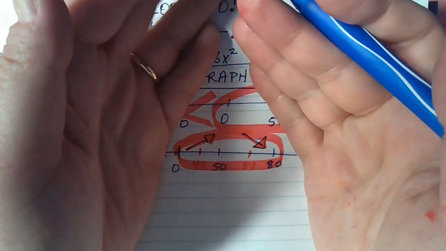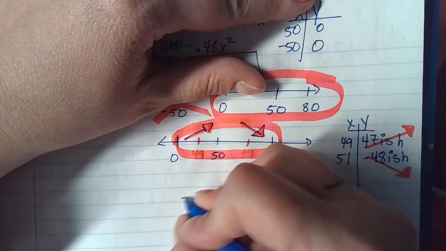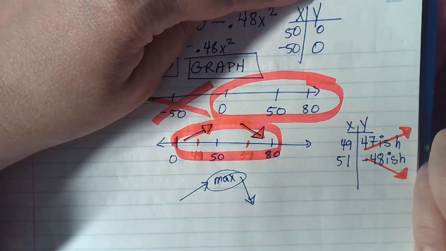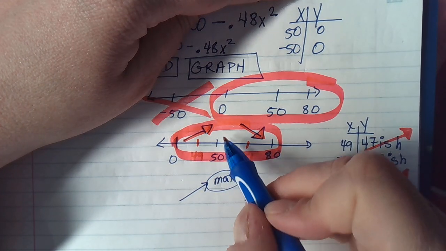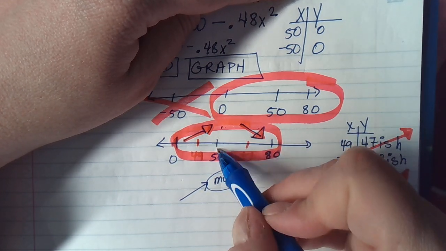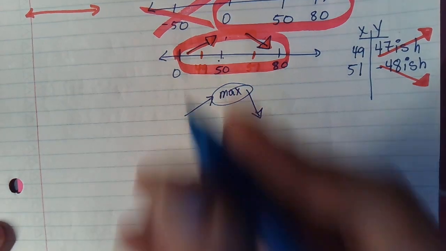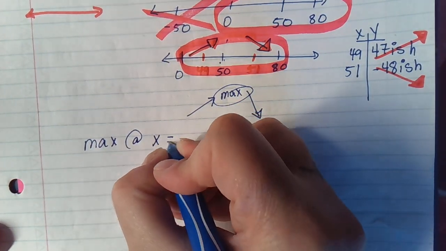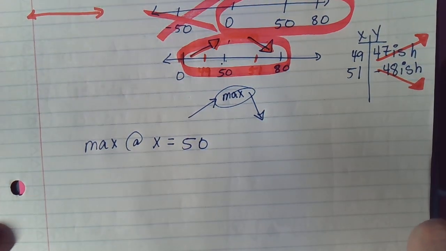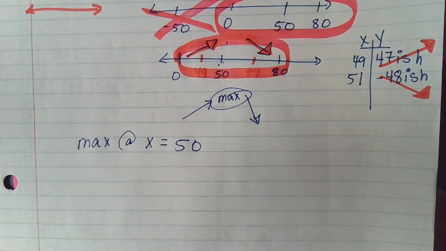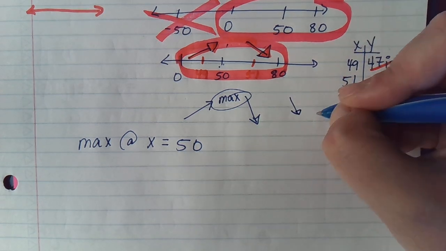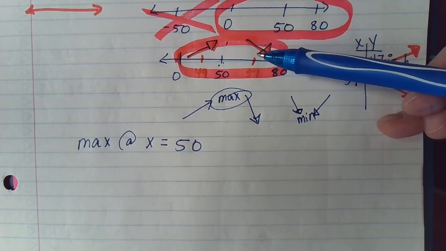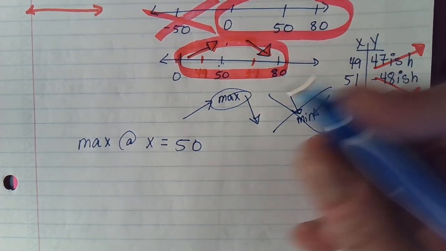Well, we got our number line. And what are these arrows doing? They're making a maximum. They're making the top of the mountain. Okay? So this maximum, the top of the mountain, happens at 50. So we have a max at x equals 50. Okay? There's no minimum. Minimums look like 2 arrows pointing down. And we don't have 2 arrows pointing down, so there is no minimum.